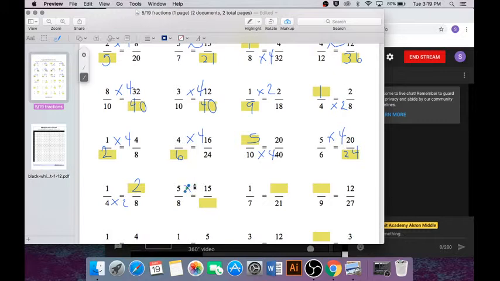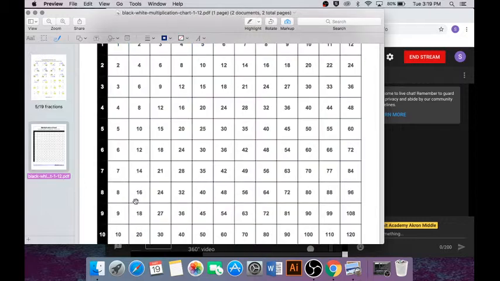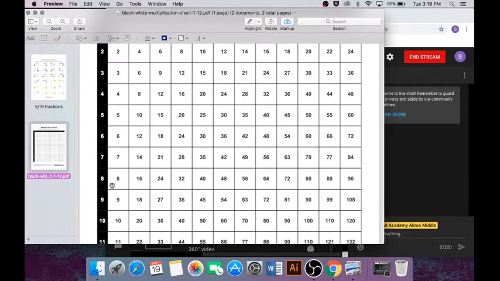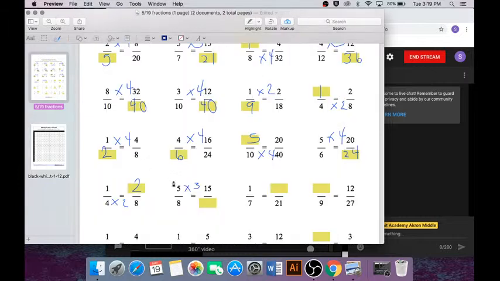Okay, so we multiplied 5 times 3 to get 15. So down here we're going to multiply 8 times 3. So back on our multiplication chart, when we go to our 8 times table, we go 1, 2, 3, and 8 times 3 is 24. So our second denominator is going to be 24.